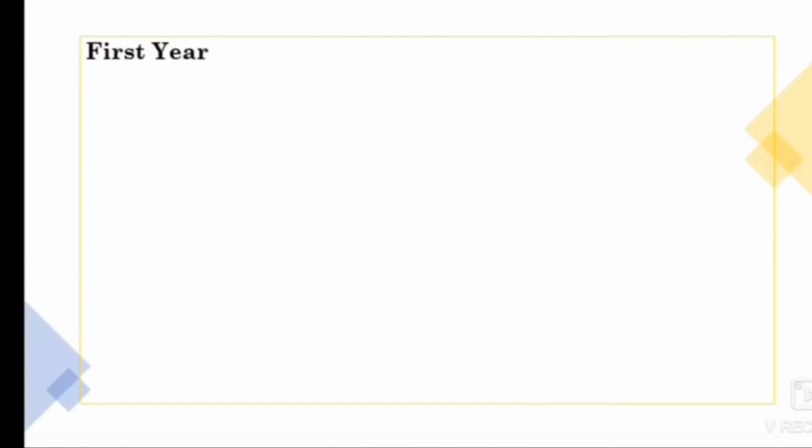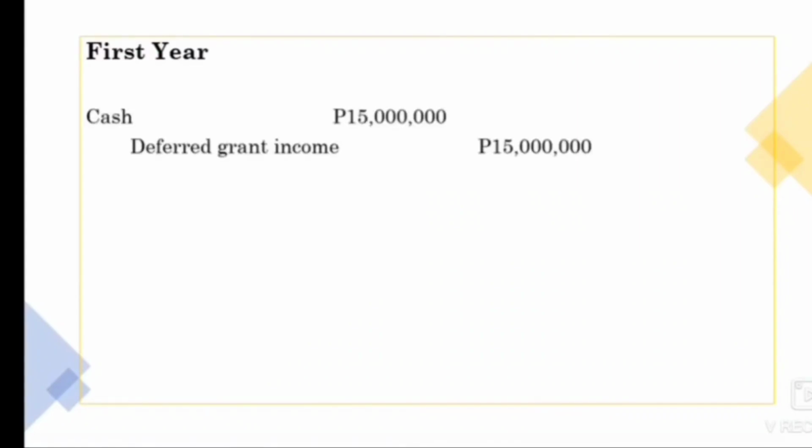So, for the first year, we entry the grant received. So, we debit cash, 15 million, and credit deferred grant income, 15 million. So, yung deferred grant income, unearned grant income din yun. Kasi nga, we are more familiar to unearned, diba? Compared to deferred. So, kapag nakita nyo yung deferred, same lang yan sa unearned grant income.